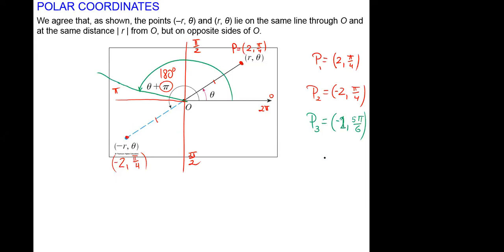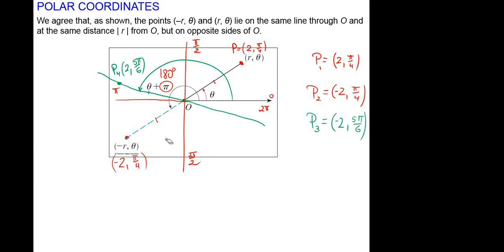Let's say 2, -2. I just don't want to be too close to the origin. So -2 will be here. Oh, hang on, this is just 2. Let me say 2, 5 pi over 6. But now my point, P sub 3, is -2, which means I will simply make a line longer.